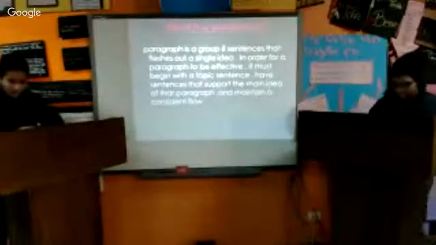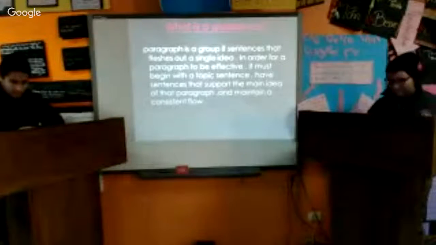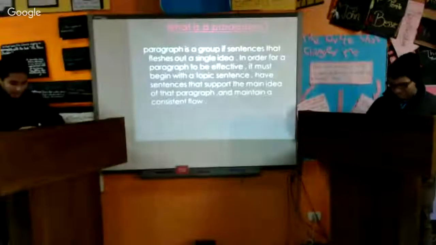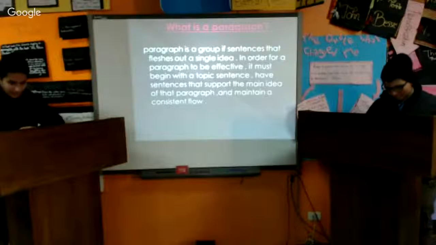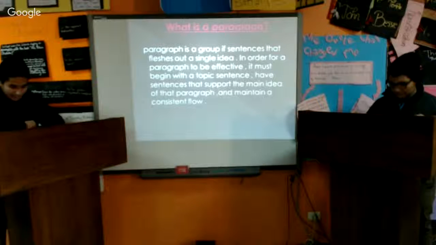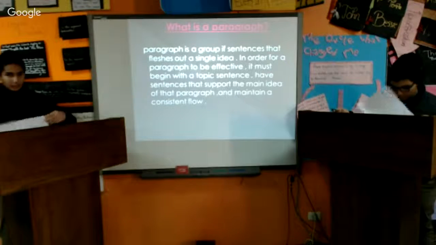What is a paragraph? A paragraph is a group of sentences that fleshes out a single idea. In order for a paragraph to be effective, it must begin with the topic sentence, have sentences that support the main idea of that paragraph, and maintain a consistent flow.